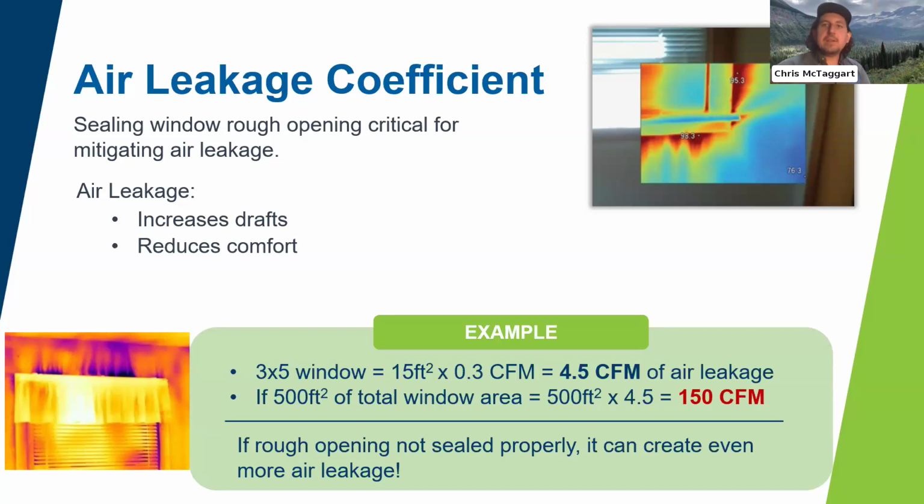Not good. But if we just go with a standard 15 square foot window, a 0.3 CFM out of the box, that's 4.5 CFM per window. You may say, well, that's not such a big deal, but if you have 500 square feet of them, wow, you're already adding up. That's about 150 CFM just from the windows. And that's if they're perfectly installed. For me, I got the 0.03. So I'm down to about 15 CFM leakage from my windows, ideally.